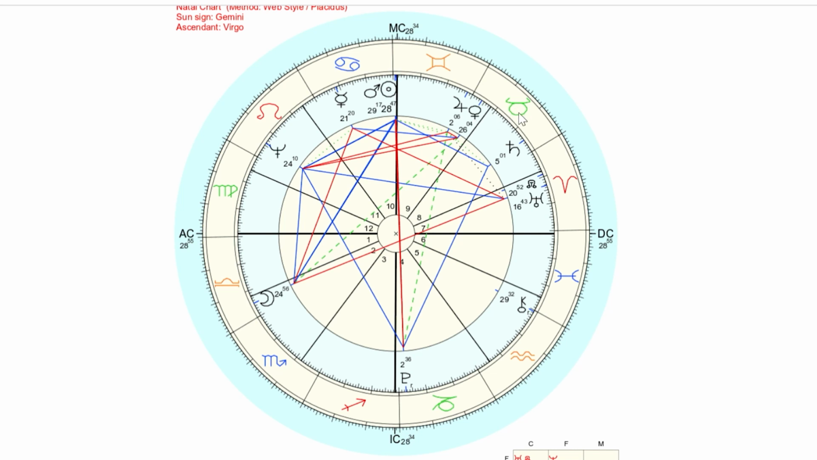Their values deal more with material things than esoteric things, because their Venus is in Taurus. So this is tangible belongings. And then their Mars is in Gemini at 29 degrees, so their Mars is conjunct their Sun. Interesting. Mars conjunct Sun, they could have a temper. And when they have a temper, they're one to rant.